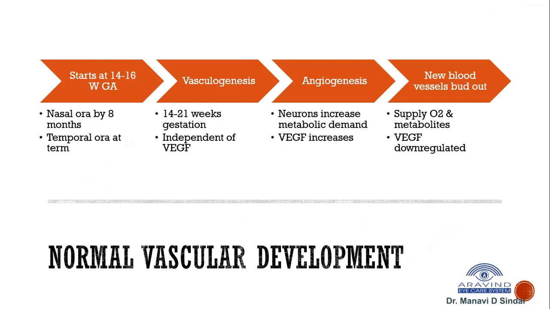By 21 weeks, the retina starts developing and differentiating. The neurons start forming. These require a higher oxygen demand and they produce VEGF. And this drives the later phase of vascular development, which is called angiogenesis. In response to this need for oxygen and metabolites, the new blood vessels start growing, and this leads to a physiological downregulation of VEGF. This is all normal vascular development that happens physiologically in intrauterine life.